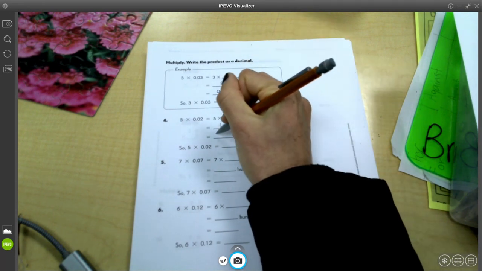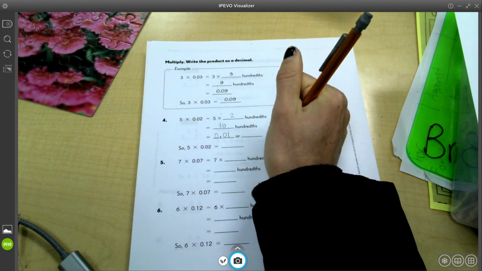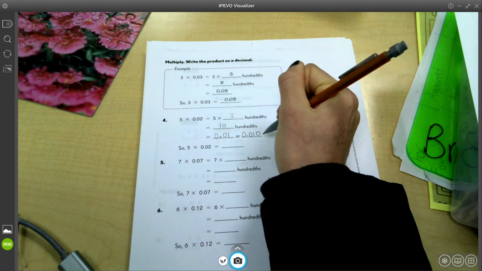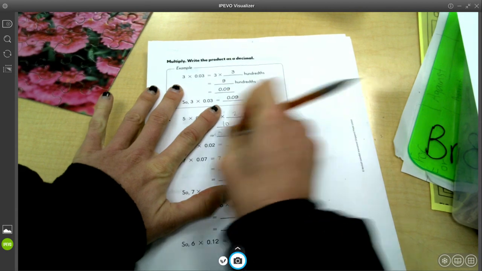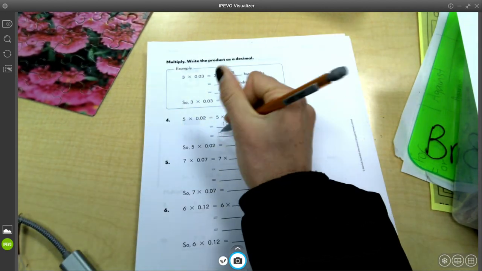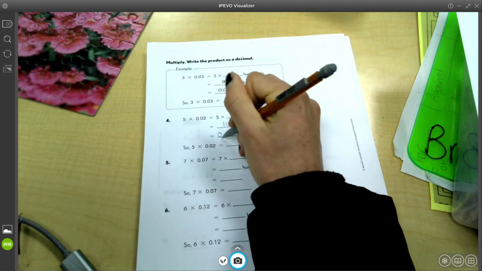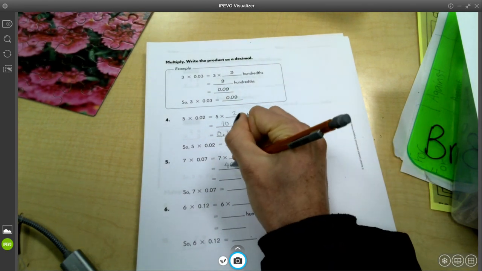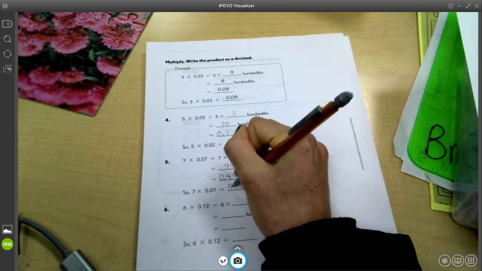10 hundredths, or 1/10. I'm not thinking correctly. I was thinking they were thousandths. So it's 10 hundredths, or 1/10. 7 times 7 hundredths is 49 hundredths.